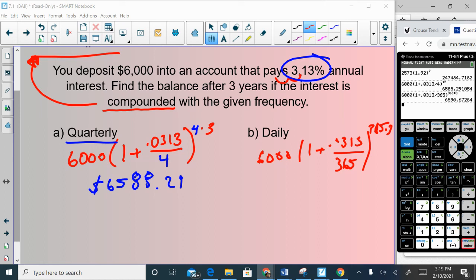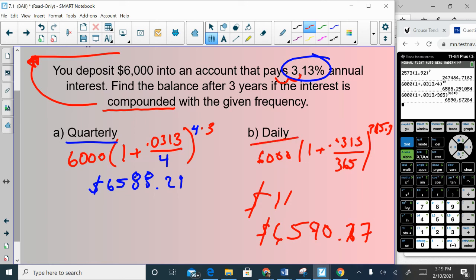When I push enter here, I'm going to notice my number is a little bit different. It's 6,5,9, 0.67. You can tell my computer's just lagging a bit here. And that would be how much money I would have if I was compounded daily.